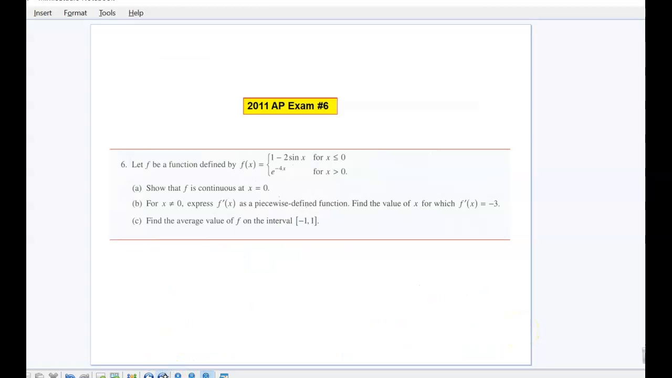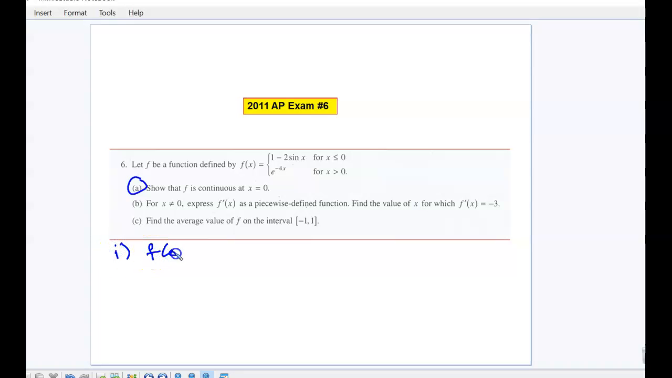Okay, I encourage you to pause the video and try the same example or similar example from the 2011 AP exam. Again, we just need to look at part A right now. Okay, I'm hoping you had a chance to try this one. So again, they're asking us to show the function's continuous at x equals 0. So we're not trying to prove whether it is or isn't. They want us to show. So that's indicating to us it is continuous. We just have to go through the 3-point definition.